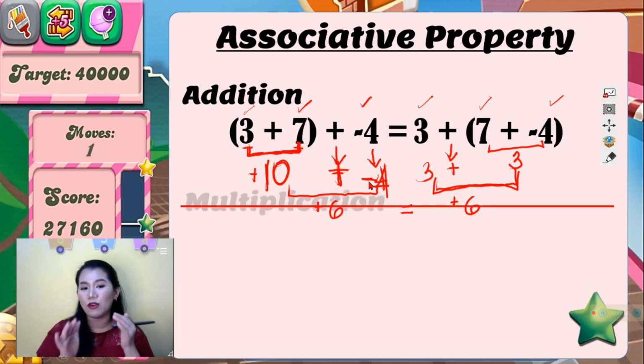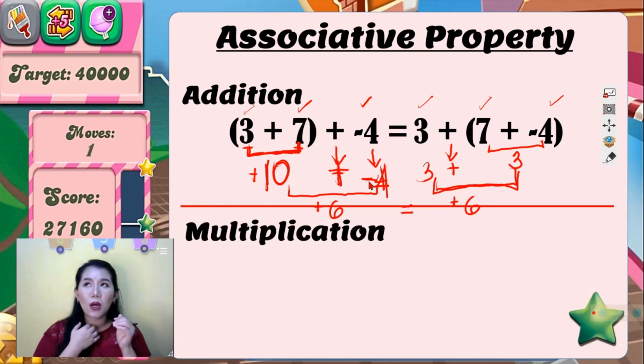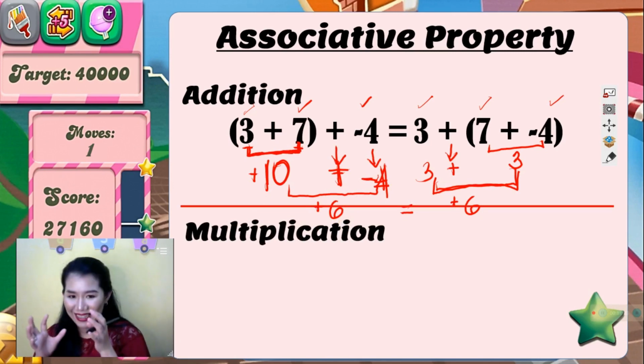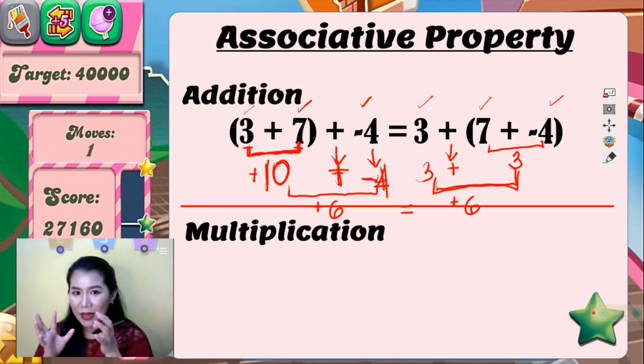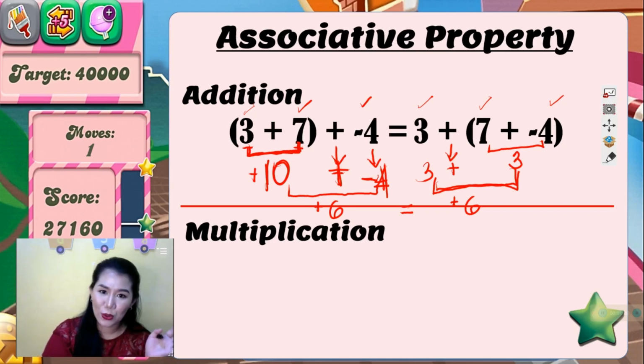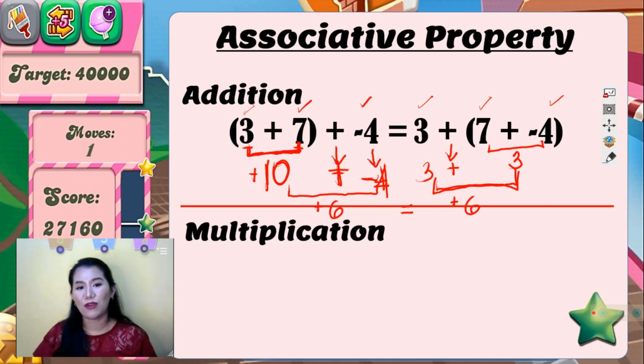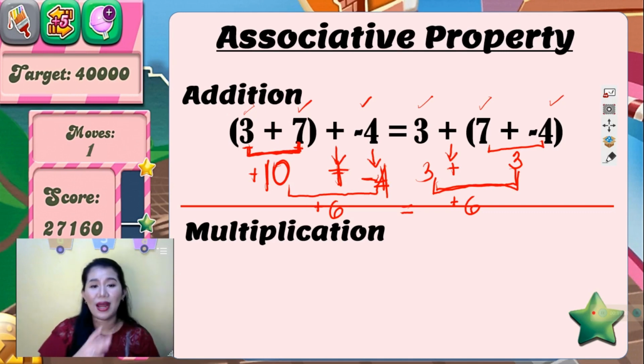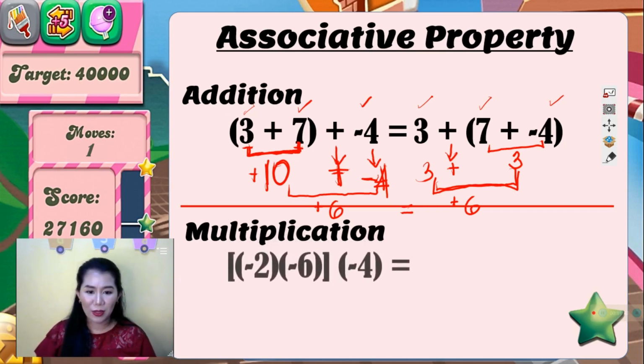Ibig sabihin ng associative property, kahit daw iba yung unahin natin, ang kalalabasan ay parehas lang. So, yun yung ibig sabihin ng associative property for addition. Kahit unahin natin si 3 plus 7, or unahin natin si 7 plus negative 4, the answer will give you the same. Okay? So, next we have the associative property for multiplication.